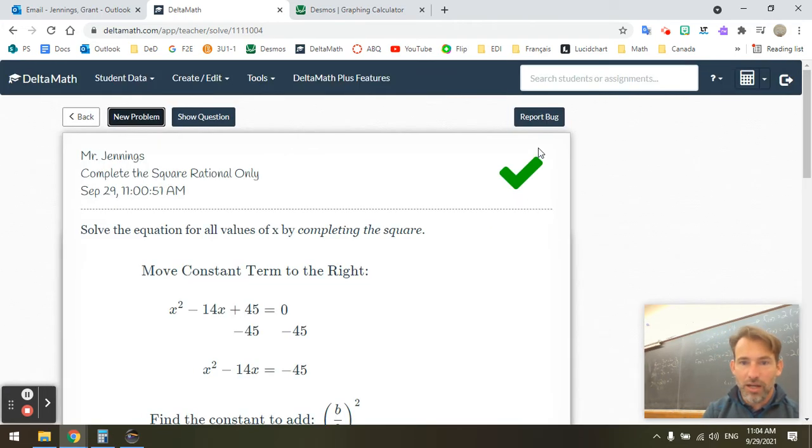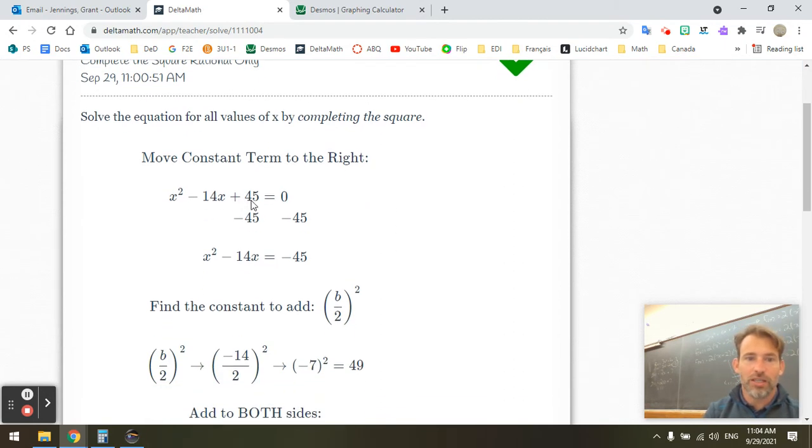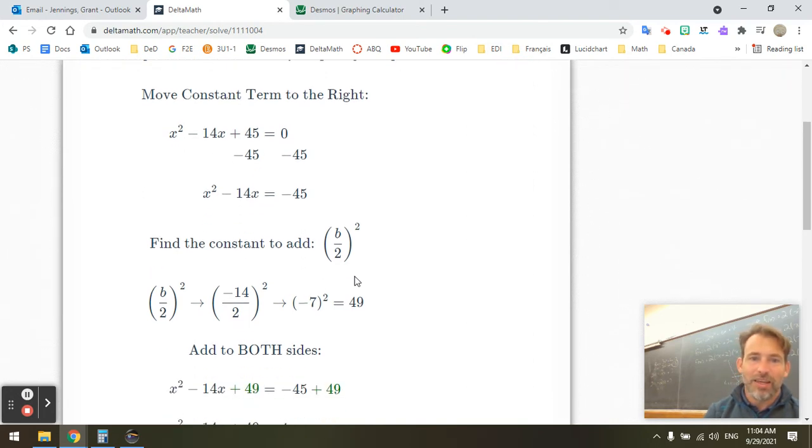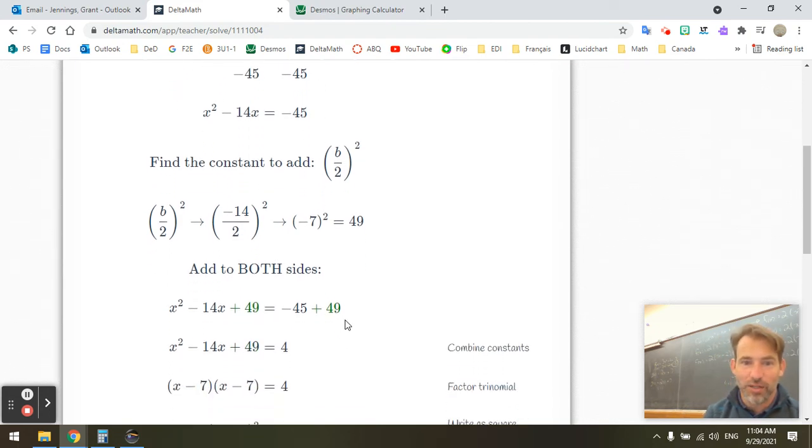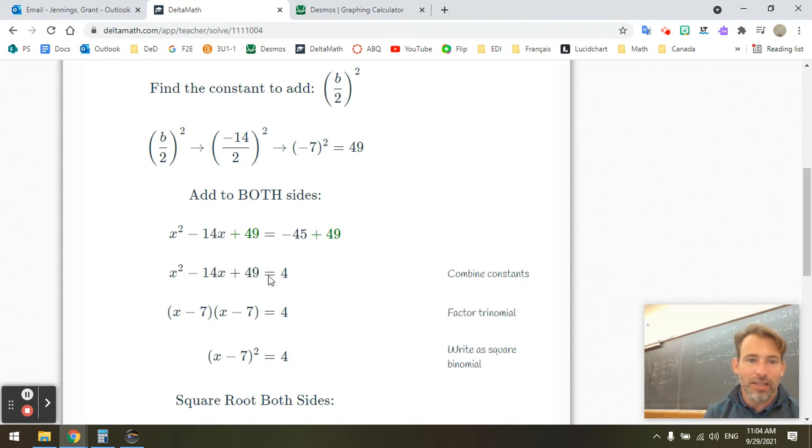Yes? Correct. Okay, so first thing it says, they like to move the constant term to the right. I say, who cares? I like to do it on this side. Then add the constant. So they want b squared over 2. So I add that to both. They add it to both sides. I added it and subtracted it on one side. You'll notice that that's the same thing. I could minus 49 from both sides and recreate my line. They had this is equal to 4.